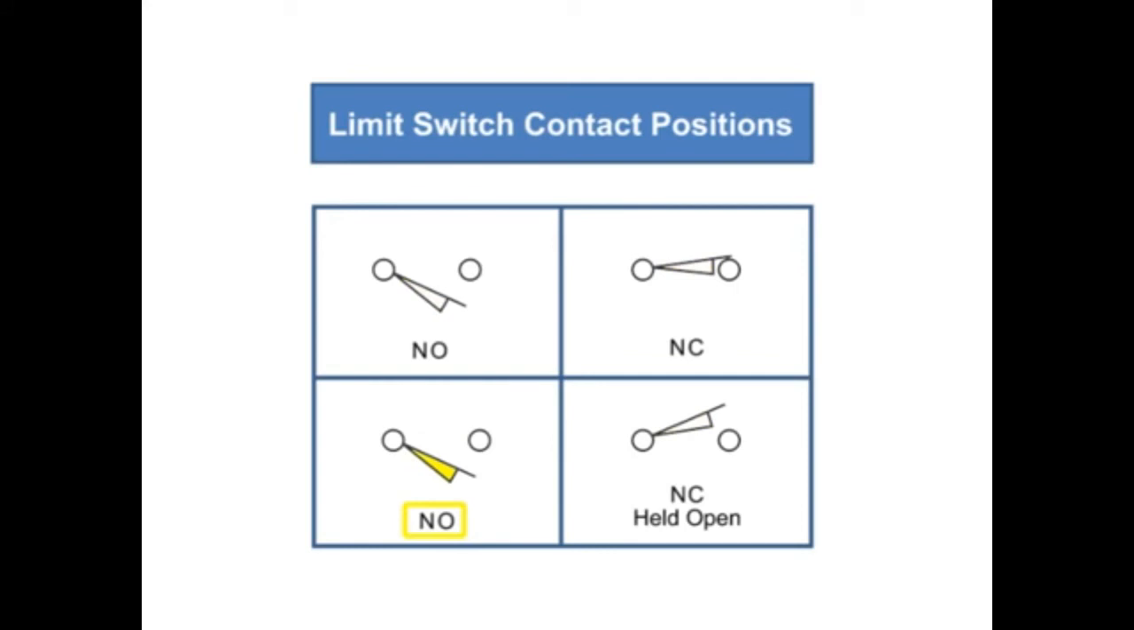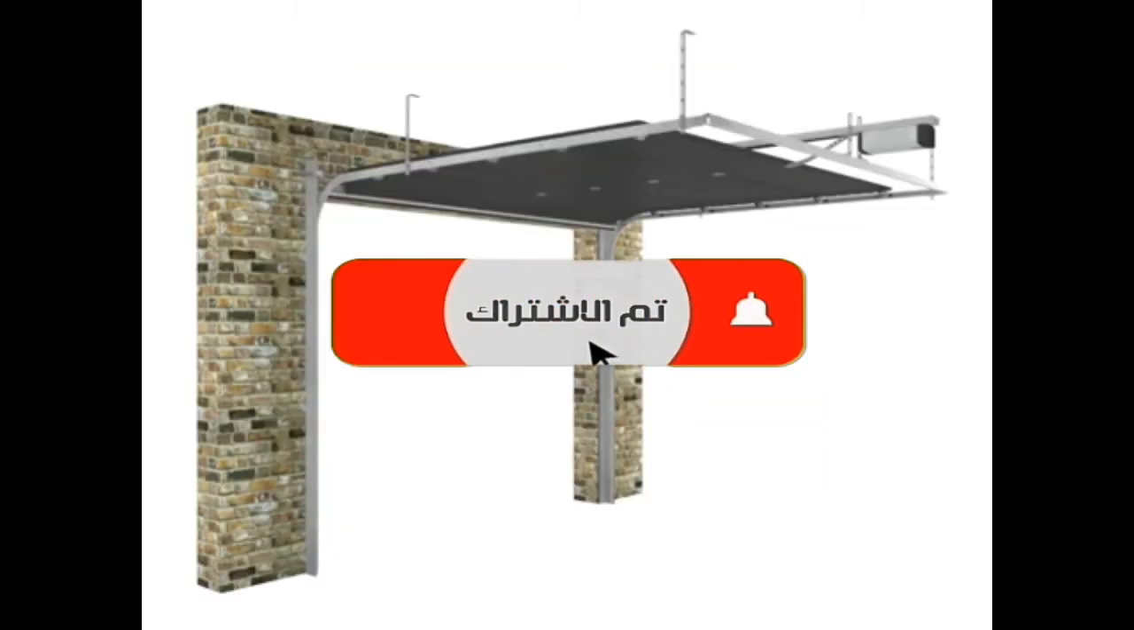A normally open limit switch will remain open until the actuator is acted upon by an outside force or object, thus holding it closed. A normally closed limit switch will remain closed until an outside force or object holds it open. A good example of limit switch application is a garage door circuit.